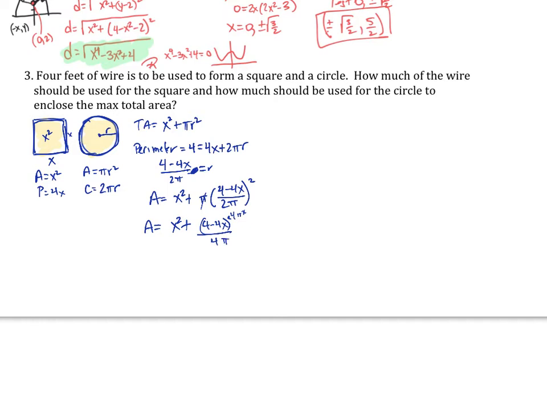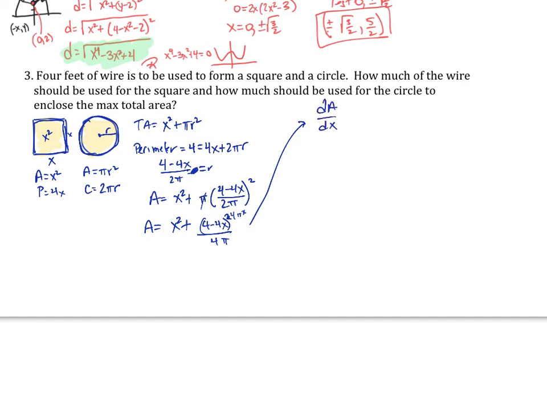Obviously, at this point, you can't take a 4 out, because this is squared right here. You can't just take a 4 out. So we're going to leave it like this. I could try to FOIL the top out, but we're going to leave it like this for now. So I want to maximize the area. What I'm going to do is take the derivative here, dA/dx. You can write it as A prime.